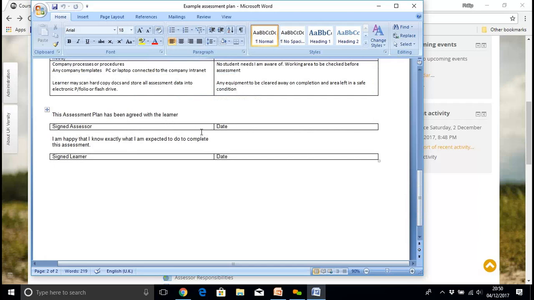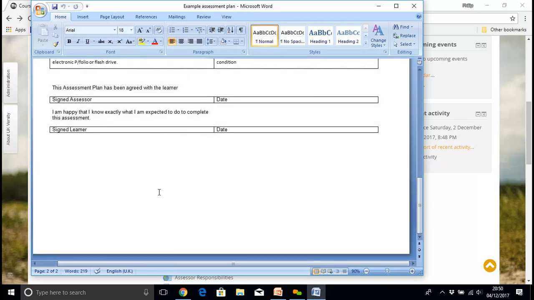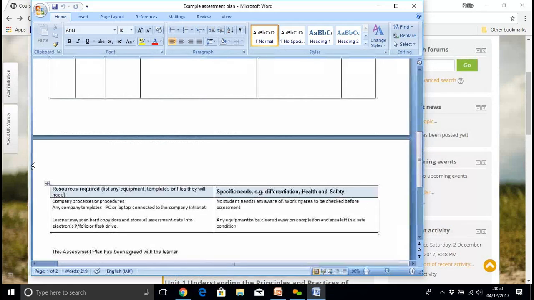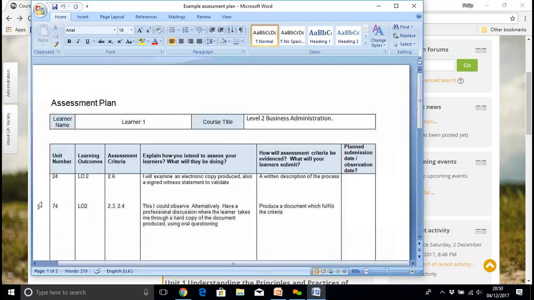The assessment plan will then be agreed, and the assessor signs and dates it. I am happy that I know exactly what I'm expected to do to complete this assessment, signed by the learner and the date. And that is a straightforward, simple assessment plan. And that's all it needs to involve.